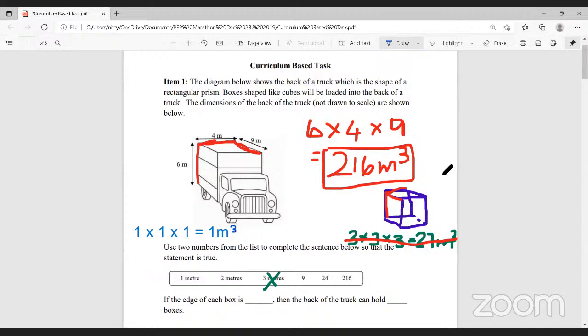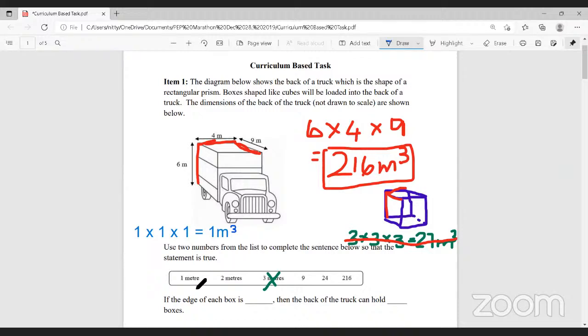That's what this would mean, because 1 times 1 times 1 is equal to 1. It is not 1 plus 1 plus 1 equal to 3. So pay note of that. Volume, we're multiplying, we're not adding. So the volume of one box is 1 cubic meter. And we need to see how many of these 1 cubic meter boxes can fit in the back of this truck, which has 216 cubic meters for its volume.